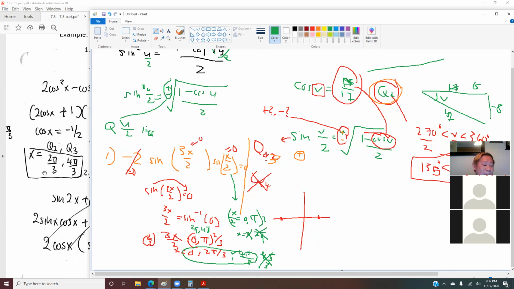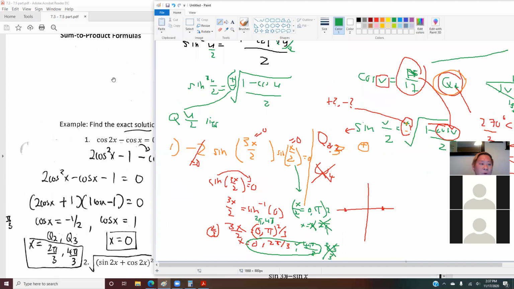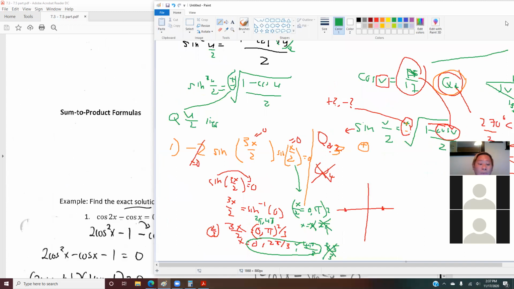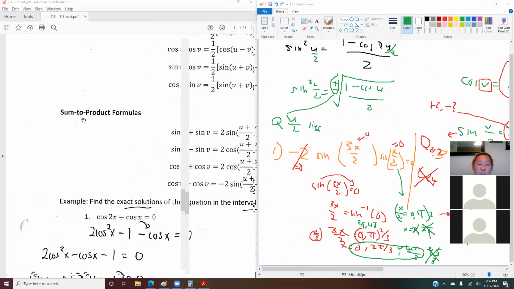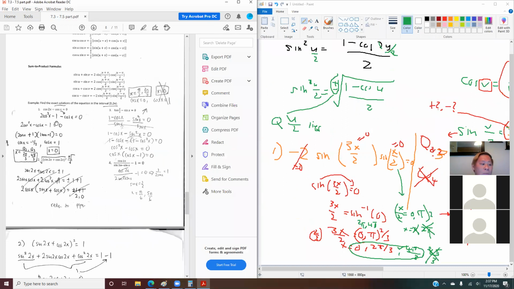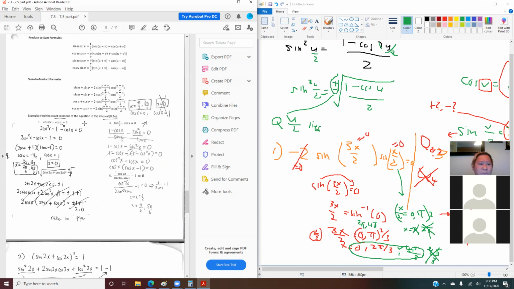So you will get the same answer as what we did using the sum to product for this question. But again, there are so many choices when you do this. As long as your answer is correct, you will get it right. You guys with me here?